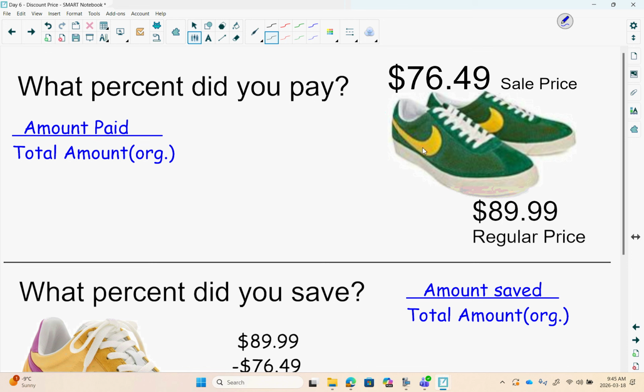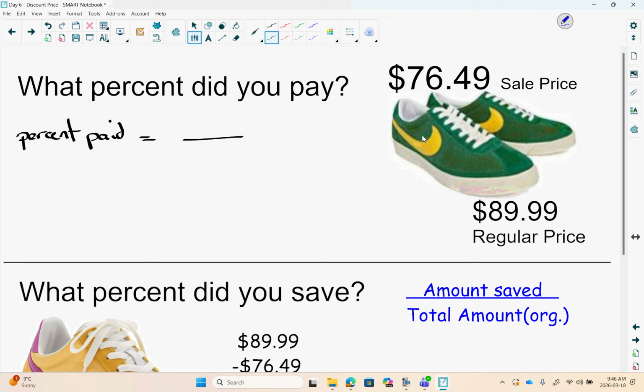Looking at a pair of sneakers, fresh pair of Nike Kicks, green and gold colors, go Tommies. They're originally $89.99. They're on sale for $76.49. You want to know the percent paid. Okay? So I'm just going to move this formula right here. And we'll use the one that we just wrote down. Percent paid. It's the amount you pay. So we can assume there's no taxes involved in this question. Over the original amount times 100.